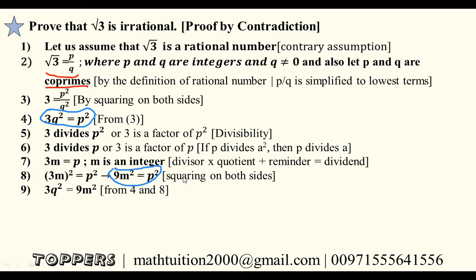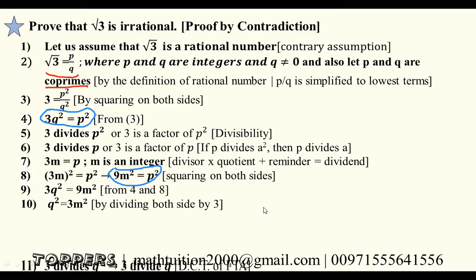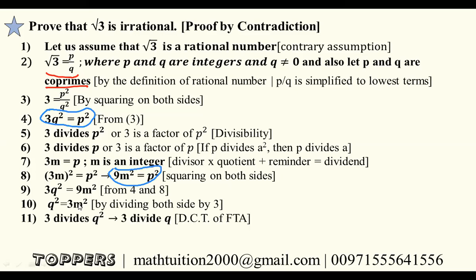Okay. Now what we have to do, divide both sides by 3. So 3q square by 3 will give you q square, 9m square by 3 will give you 3m square. Now 3 times m square gives you q square, means what? 3 is a factor, m square is a factor. It means q square is divisible by 3, q square is divisible by m square. It means 3 divides q square completely. M square divides q square completely.